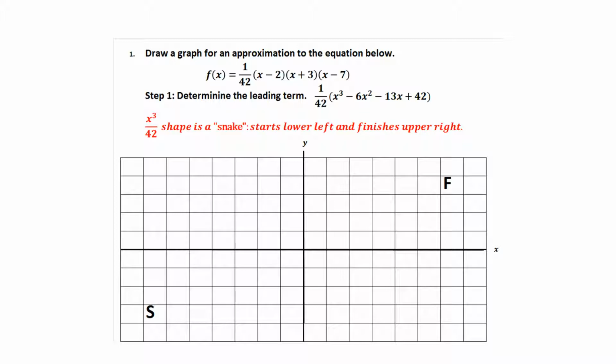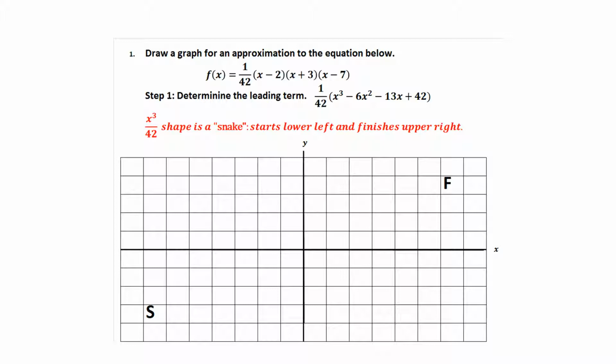If you were to actually multiply x minus 2 times x plus 3 times x minus 7, you would see x cubed minus 6x squared minus 13x plus 42, and all of this is times 1 over 42. I do not want you to do this. We could think of it this way. You have three terms with x in it. X times x times x is x cubed, and with the 1 over 42 in front, it's x cubed over 42.